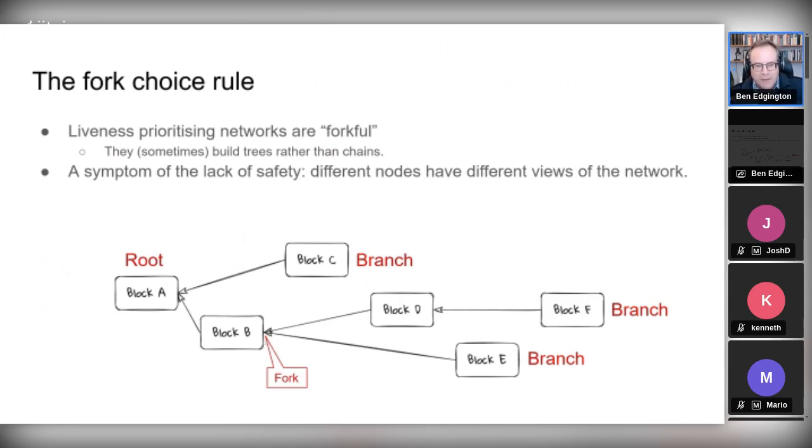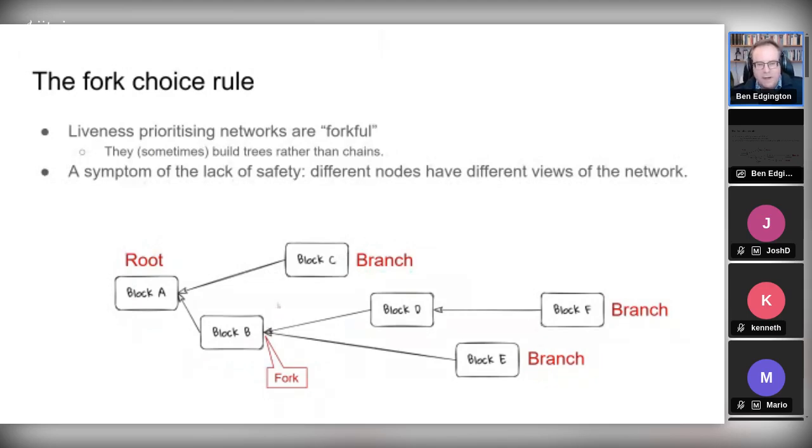And here we have a block tree depicted. We have a root, which, it's lying on its side, this poor tree. It has its root at block A, and then it has branches which come off that. So a branch that ends in block C, a branch that ends in block F, a branch that ends in block E. And where there are multiple branches coming out of a block, so it has multiple descendants, we call that a fork.